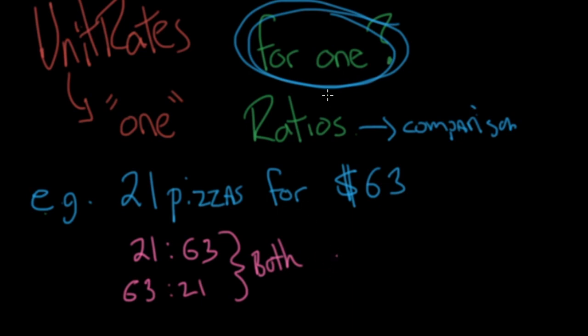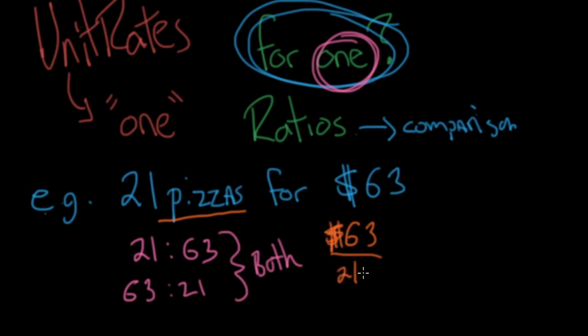When we're talking about a unit rate, we're saying for one. Do I want to know how much one pizza is, or how much pizza I get for $1? That's a good question. What makes most sense? I'm going to guess you're thinking I want to know how much one pizza is. That's what I want to know. So if we are setting this up, you want to think of it this way. It's $63 for 21 pizzas, and I want to know how much it would be for one pizza.